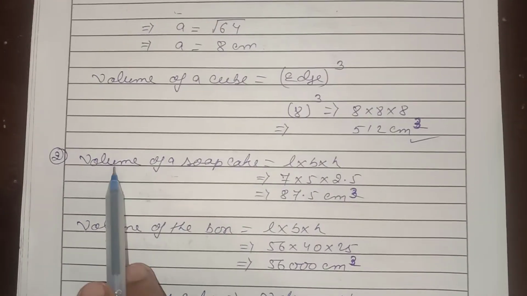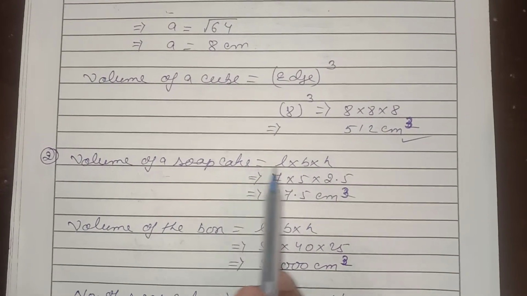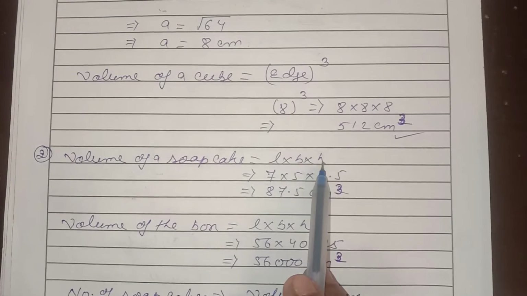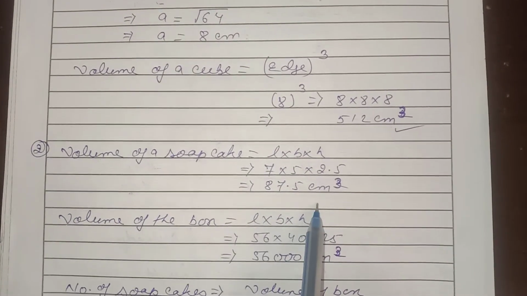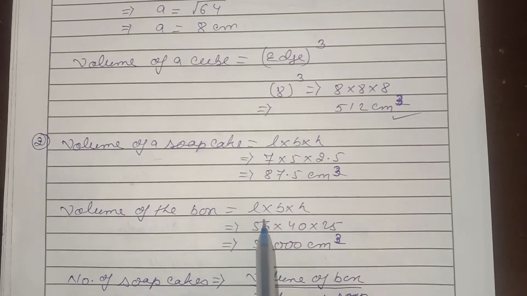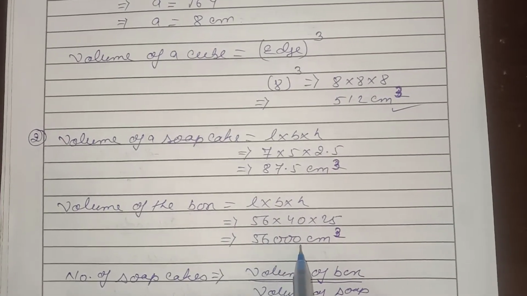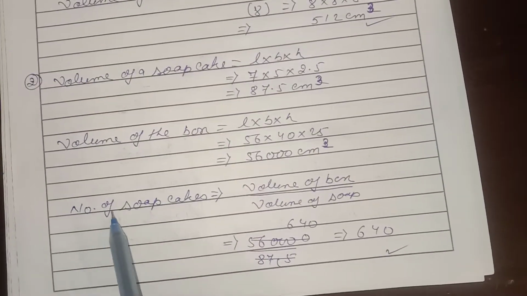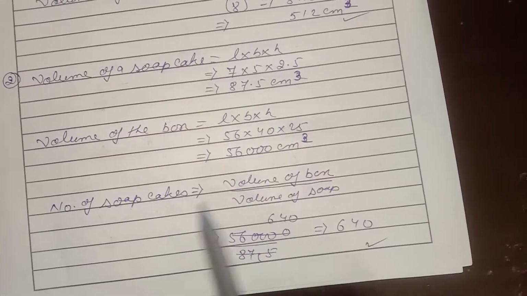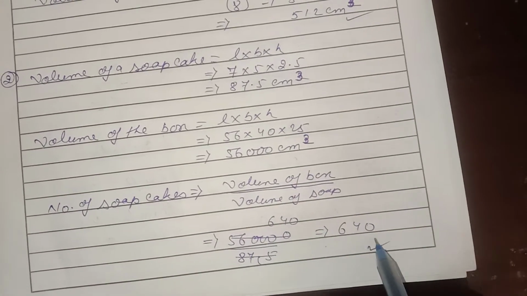Same way, question number 2. The volume of a soap cake is given as length into breadth into height. If you multiply, you will get this. And the volume of a box is given as this one. What to find out? The number of the soap cakes. Just divide both the numbers, you'll get your answer.